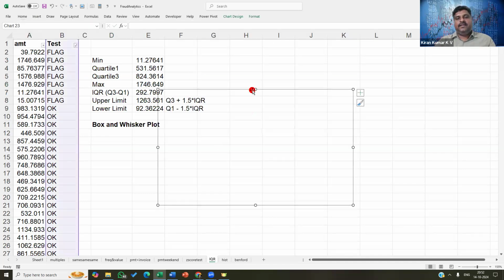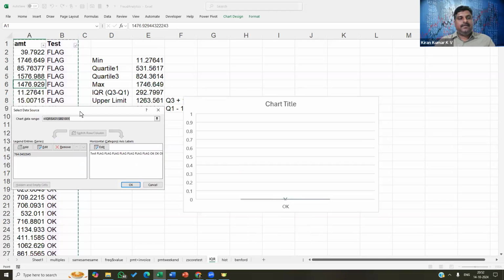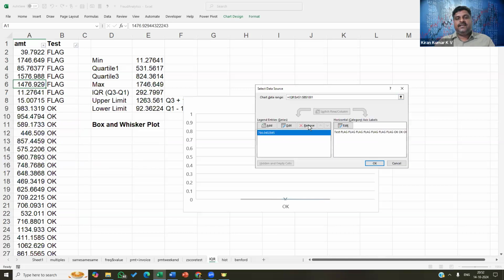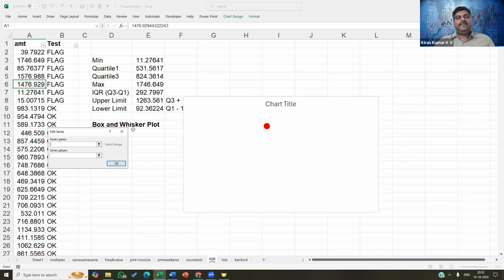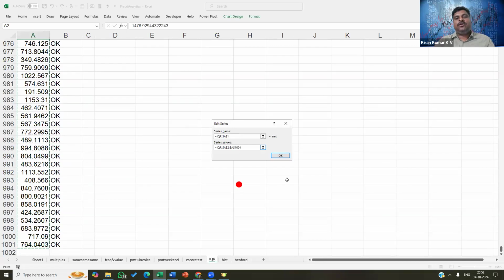Now I have a blank here. I need to select the data. Some default value is taken, remove that. So add. Series name, maybe amount. Series values is this column. I selected all the values and I'm giving it.